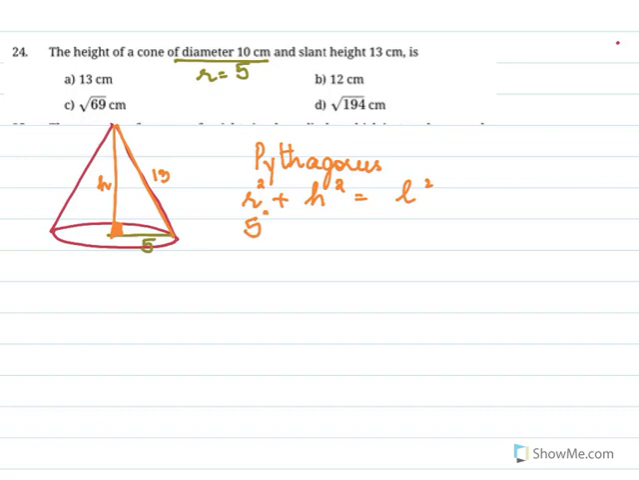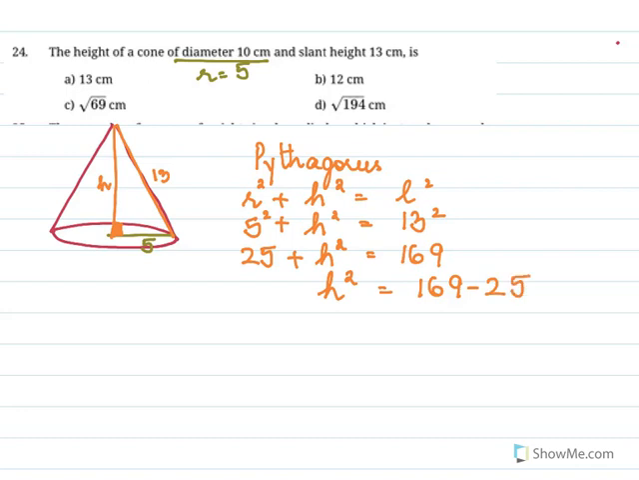The r is 5, so 5 square. h square we do not know. L square is 13 square. So 25 plus h square equals 169. So h square is 169 minus 25. So h square will be 144. h is the square root of 144. So h is 12. So the central height is 12.